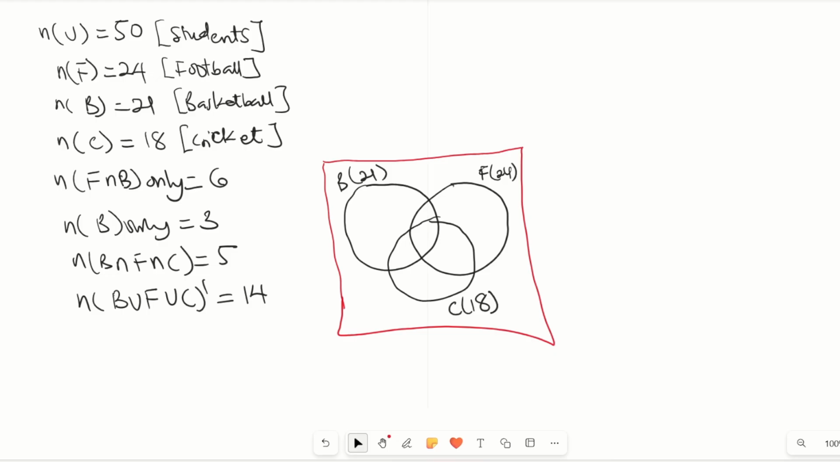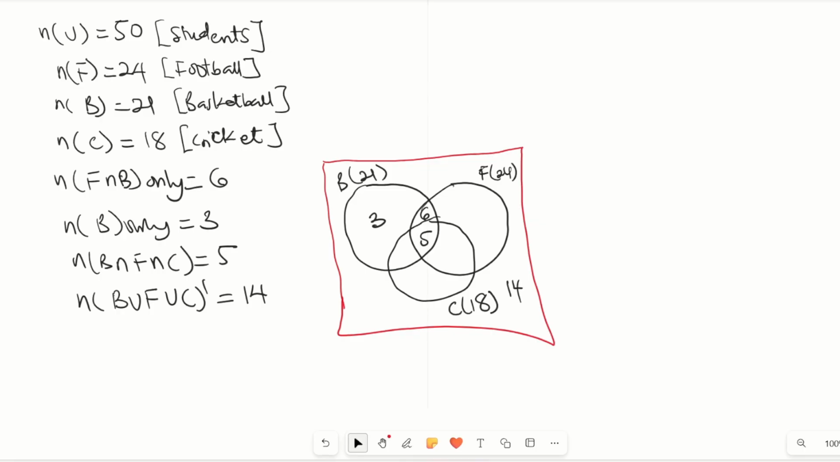All 3 is 5, so we can put that here. And then our B only is 3, so that will be here. And then we have F intersection B only, which is here, so that is 6. So we see the difference. This one is only, so it represents those that are just here. If they say F intersection B, they would have subtracted it from the 5. And then we also have B intersection F intersection C, which we've covered. And then we have (B union F union C) prime, which is outside here, which is 14.